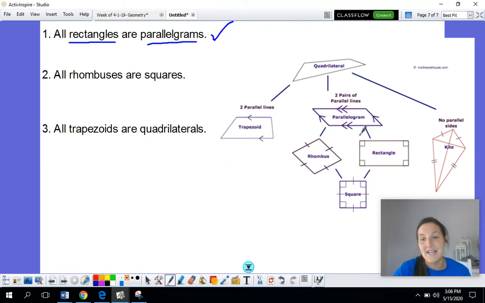Those parallel sides are, one set is there. Let me change the color for the other set. The other set is that top and bottom. Okay, let's look at the next one.